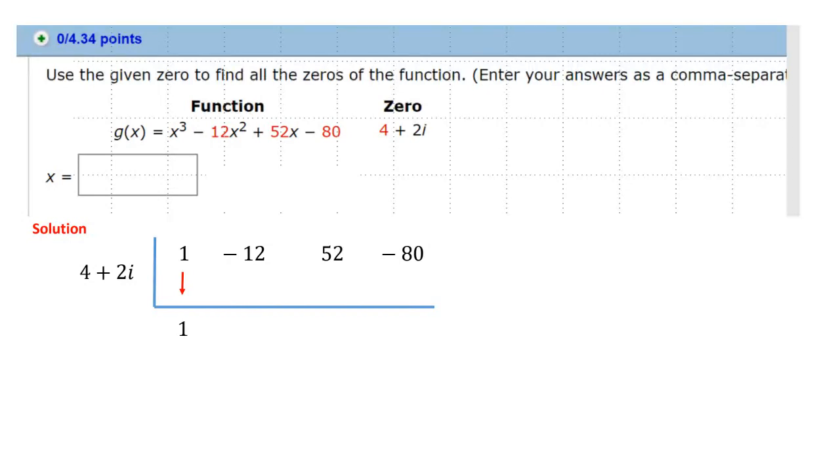So let's go ahead and look at this example. I wanted to show you that I can also use synthetic division if I have a complex number, right? You see here I have a complex number, 4 plus 2i. I also want to mention something.